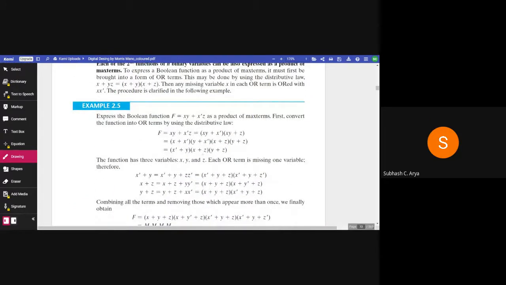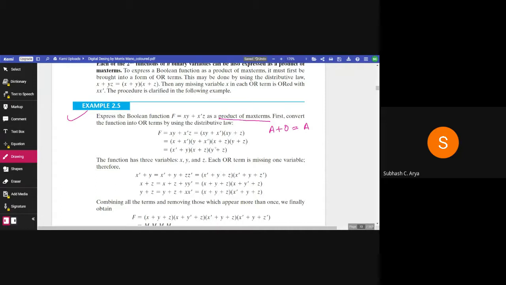Now example 2.5 is here. Express the Boolean function f equals xy plus x bar z as a product of max terms. Now you have to take the complement of this one. So this is the procedure. Earlier, in order to find the missing term, we multiplied by 1. However, in max term, we add 0. If I add a plus 0, it will be a only. It is not going to affect.